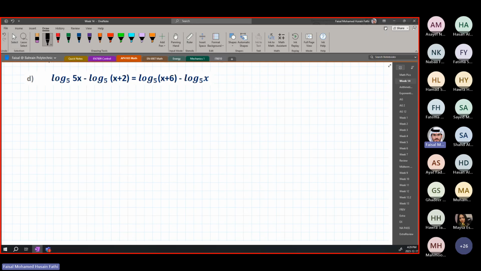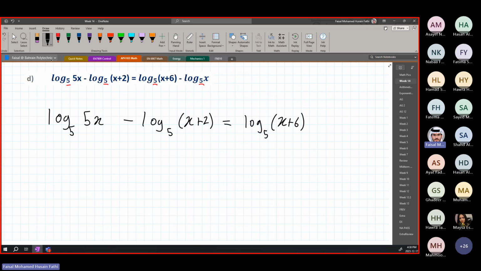Okay, so first thing we check, bases. They're all the same. We know we can use the rules for all of them. Now, let's rewrite this. Log 5x minus log (x plus 2) is equal to log (x plus 6) minus log x.